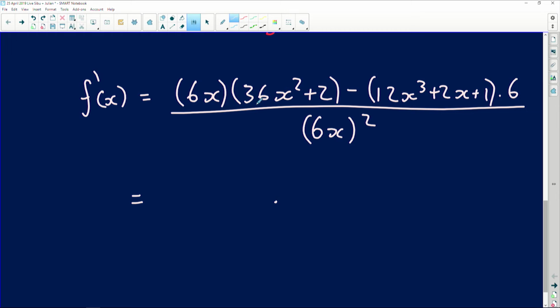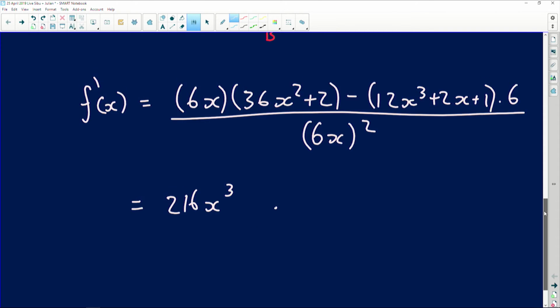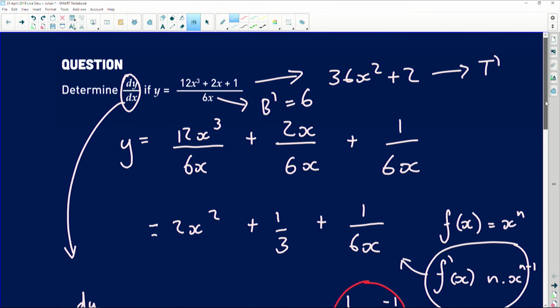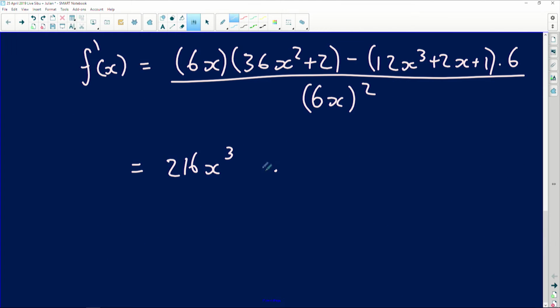6 times 36. That's going to get me to 216, if I remember correctly. That's going to give me 216x cubed. Then I'm going to multiply 6 by 2x. So that's going to be 6 times 2, which is going to give me plus 12x. And then we're going to have minus 12x cubed.